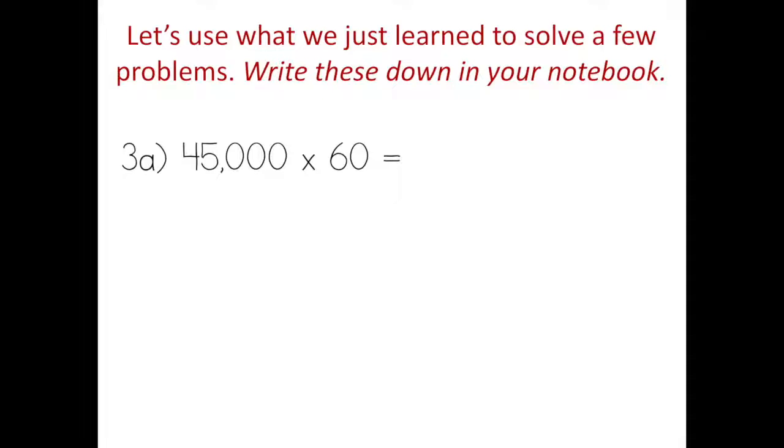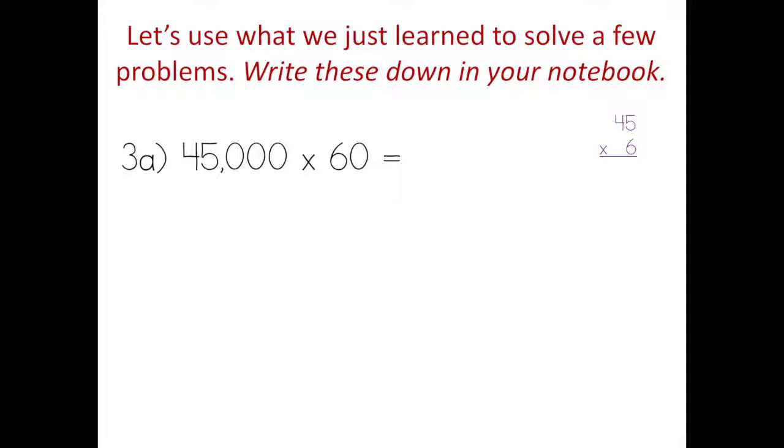Now, as you can see in this problem, I have two numbers that both are multiples of 10, right? I have 45,000 times 60. I'm going to solve this really the same way that we did the previous ones. I'm going to take a look at my non-zero digits first, and then I'm going to account for the place value later. So let's begin by multiplying 45 times 6.